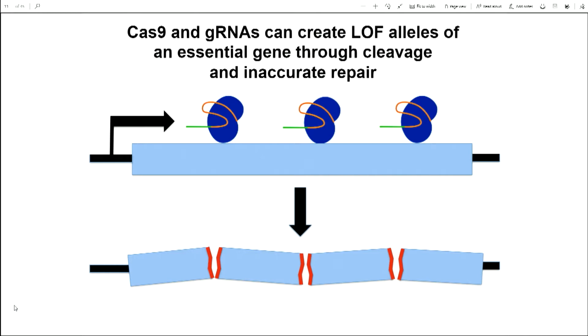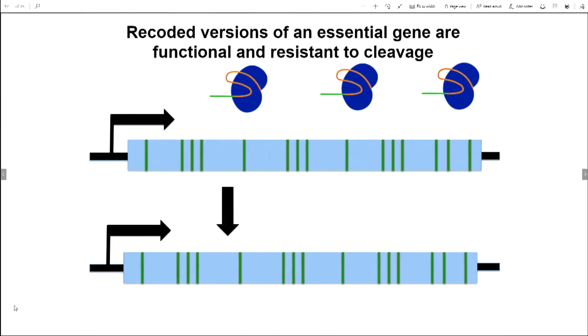Now, that's great. But the other thing we know we can do with Cas9, because it's all sequence-based recognition and cleavage, is also create resistant alleles. But in our case, as opposed to Andrea's case, resistant alleles are a good thing because this is simply a recoded version of the essential gene that is now unable to be cleaved.